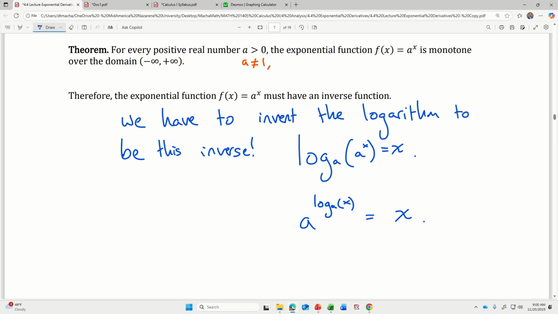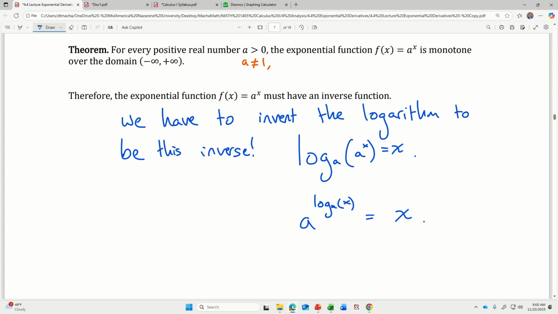So if I were to compose the two, exponent base a and logarithm base a, in either order, what I get back is the identity function. And this is the definition of the logarithm. This is how the logarithm function is defined. It doesn't have an identity on its own. It's only defined in the context of, listen, we've got these exponential functions. We know they're monotone. We know they have an inverse function. What is the inverse function?